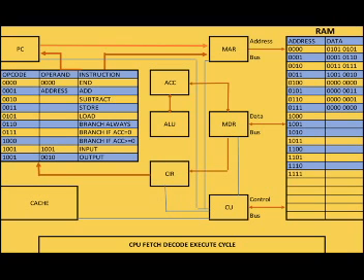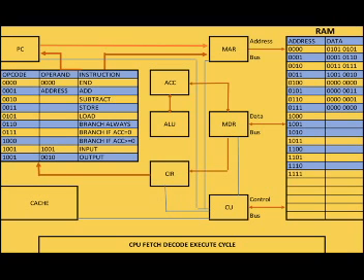The control unit sends a read signal along the control bus to main memory. Now main memory knows the data needs to be read, the content stored in the memory address 0000 can be sent along the data bus to the memory data register.